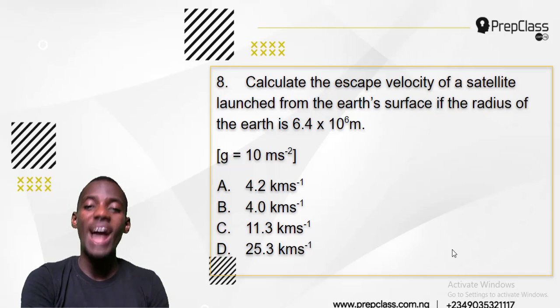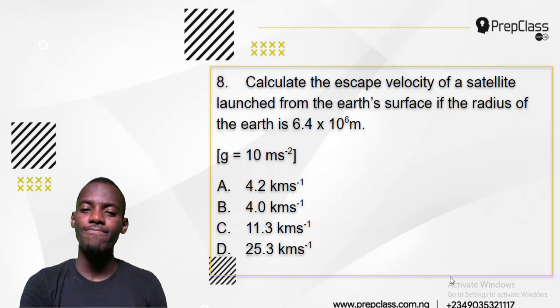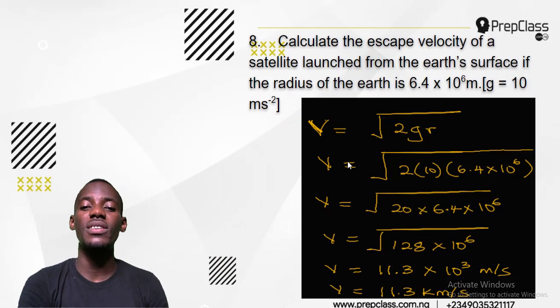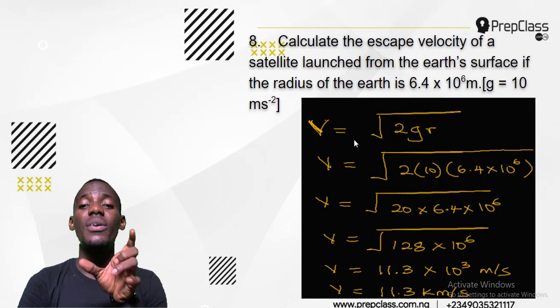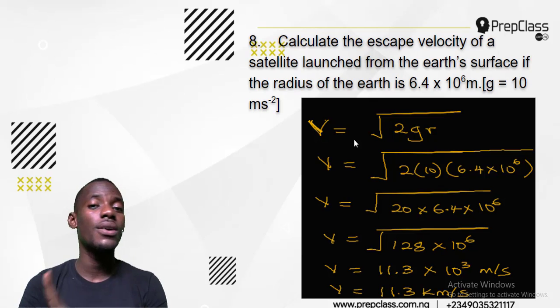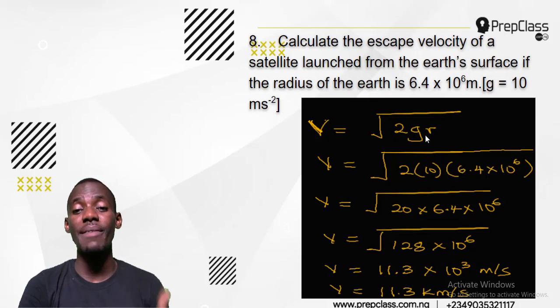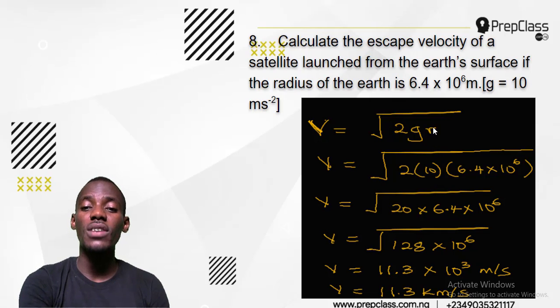Now we are told to find that escape velocity in this case. This is the Earth radius, and this is g. But you must know the formula for escape velocity is just v equals root 2gr. Don't forget, it is v. Any escape velocity is root 2gr, where my 2 is 2, my g, that's my gravity, is 10, and my radius is 6.4 times 10 to the power 6.